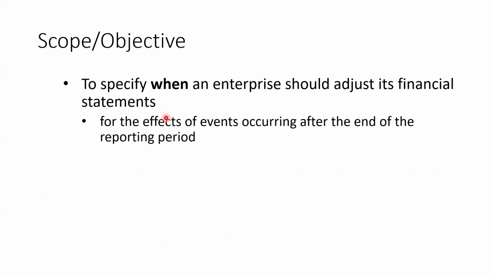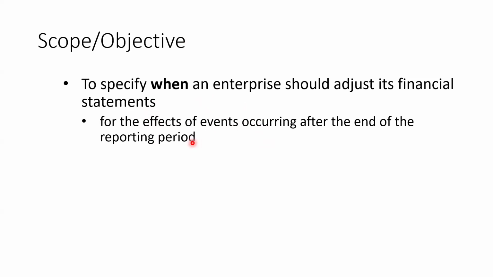When we say reporting period, what do we mean? The date of the financial statement. Every organization has their reporting period, right? Let's say from January to December, from July to June, from April to March. So that's your reporting period. The reporting date will be the final day of the period.